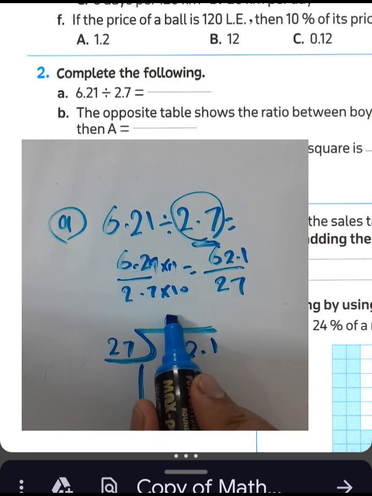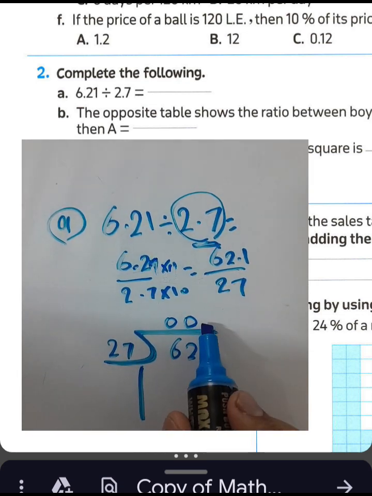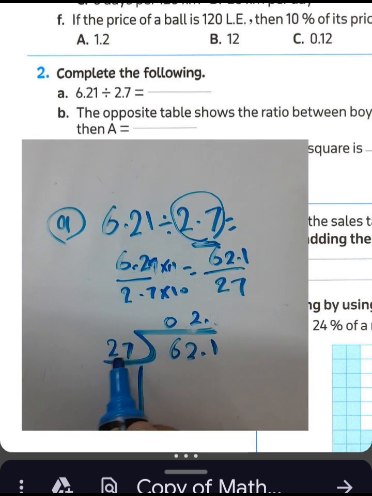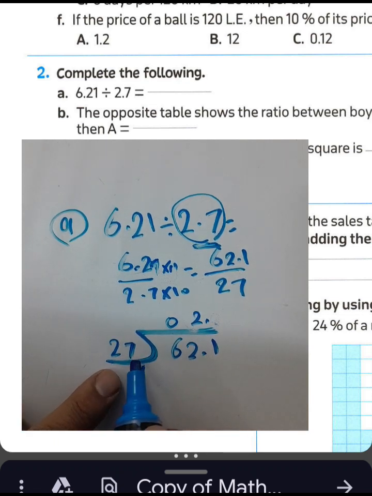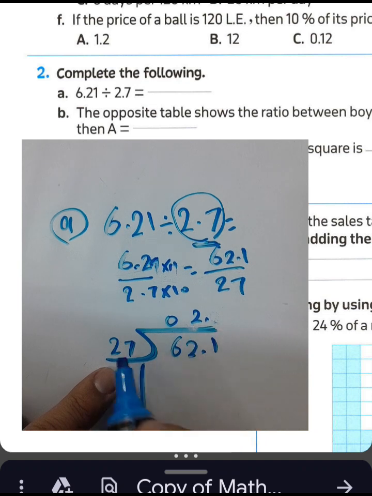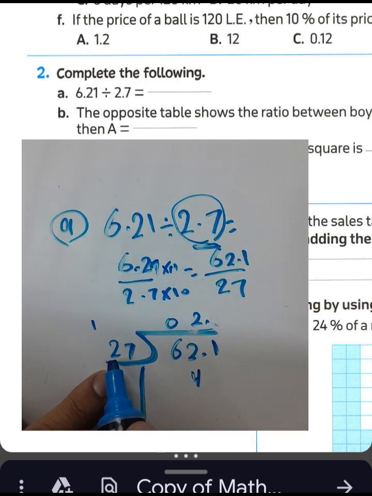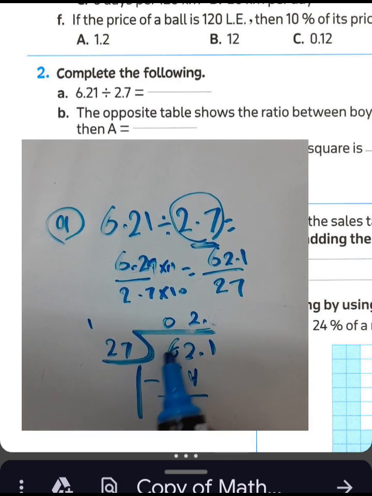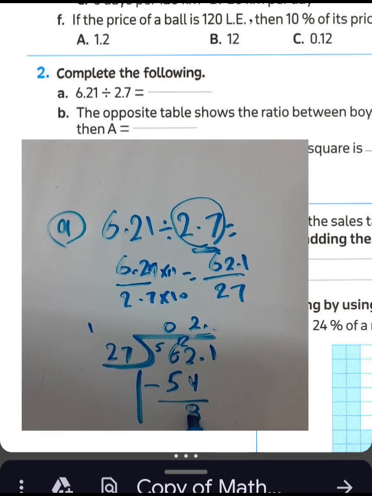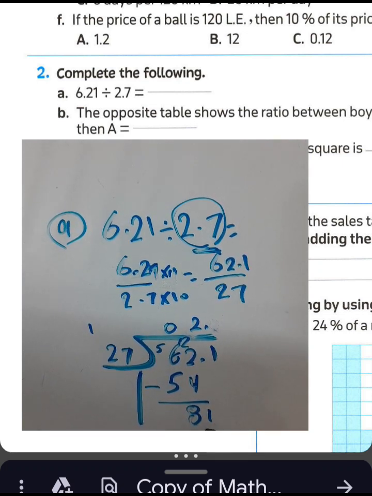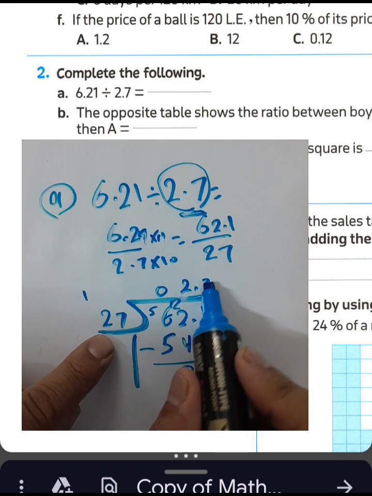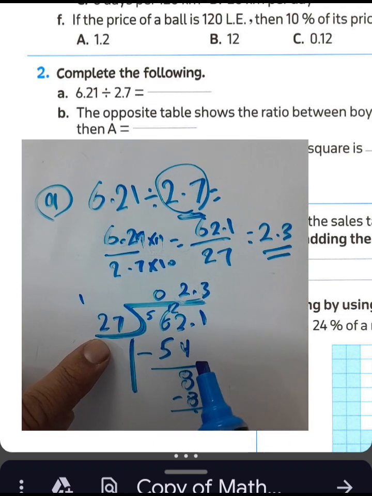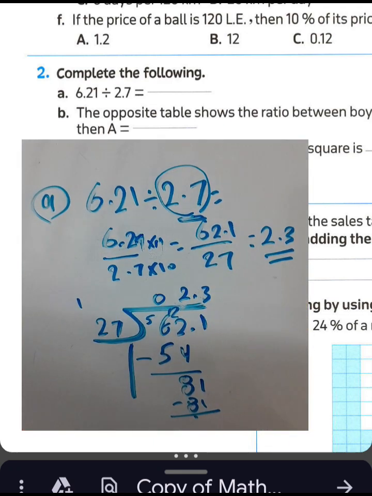6 divided by 27, we can't do it. 62 divided by 27, we can do it. 2 times 27: 2 times 7 equals 14, 4 and carry 1. 2 times 2 is 4, plus 1 equals 5. Find the difference between them. 2 minus 4, we can't do it, so borrow 1 from 6 to be 5 and here 12. 12 minus 4 equals 8. And then drop 1 here. 81 divided by 27 will be 3. Write the result, 2.3. Okay, the result here will be 2.3.